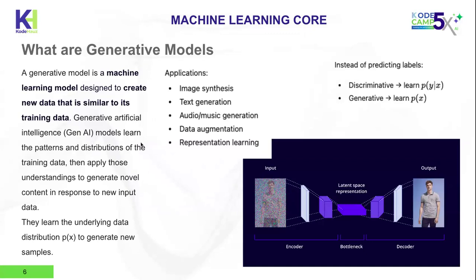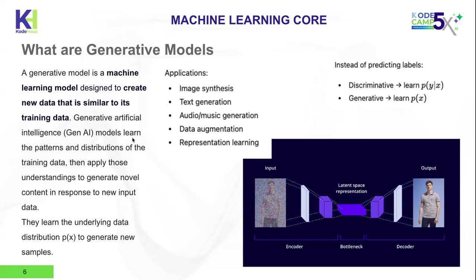So when we say generative model, it's a machine learning model that is designed to create new data that is similar to its training data. So effectively, you train it on something, then you ask it to generate, right? This is as opposed to what we have been doing before, where you're asking it to predict or classify. Those are generally called discriminative models, okay?